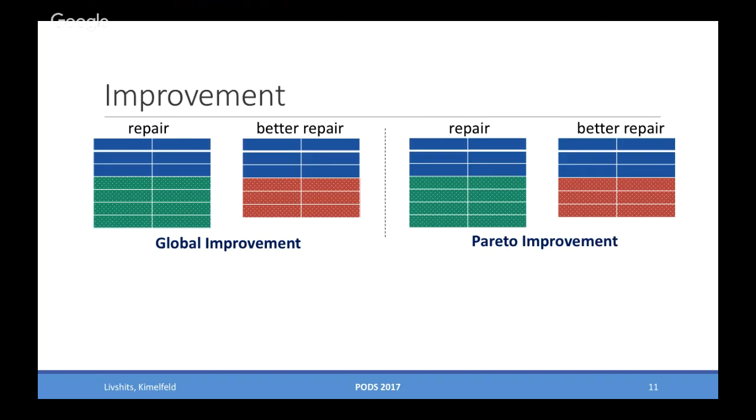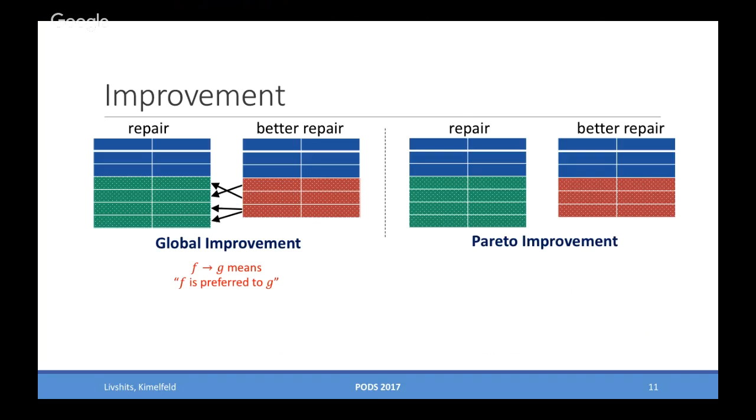So the first two notions are based on checking if a set of facts can be improved by a better set of facts. Suppose that we have two different repairs of the same inconsistent database. The blue facts appear in both of them, the red facts appear only in the right one, and the green facts appear only in the left one. So we say that the right one is a global improvement of the left one if for each green fact there exists a red fact that is preferred to it.